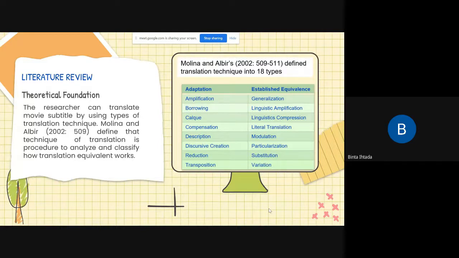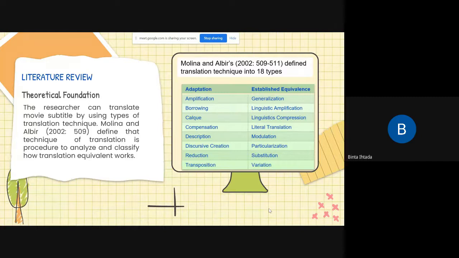Description is to replace a term in the source language with a description in the target language. The source language is "I like tumpeng." The sentence "I like tumpeng" can be translated as "saya suka tumpeng." But in English there is no additional meaning or description about tumpeng. Then we can translate it with a description: steamed rice designed in a cone shape.